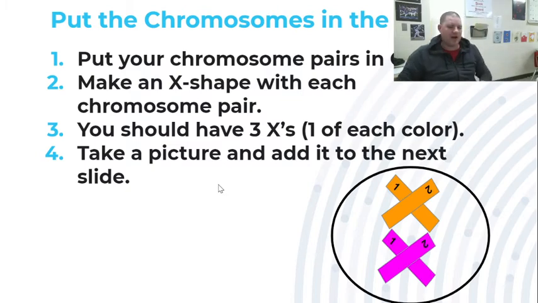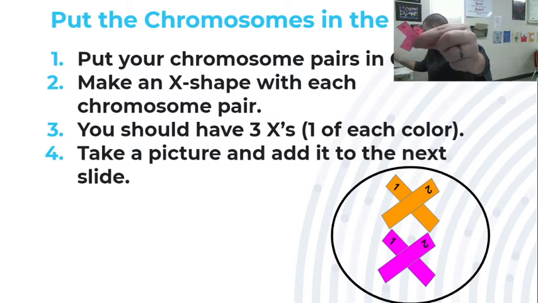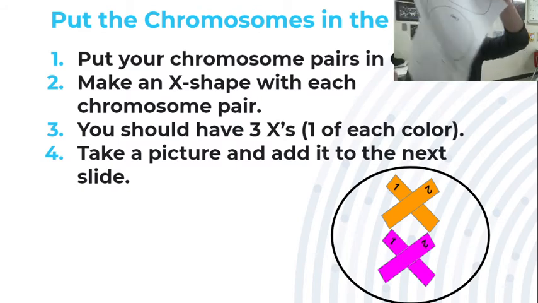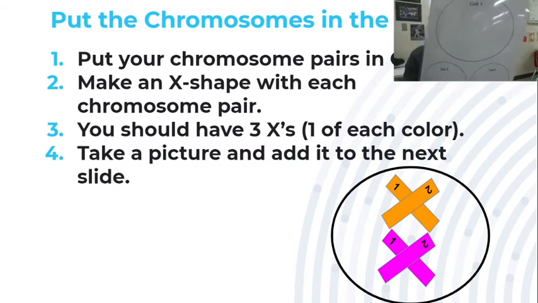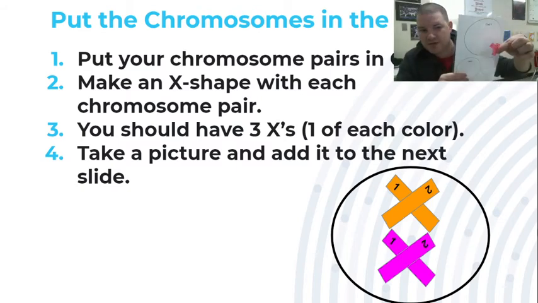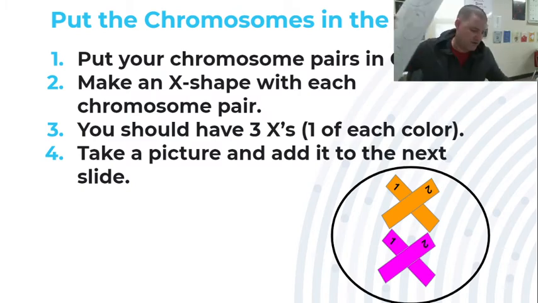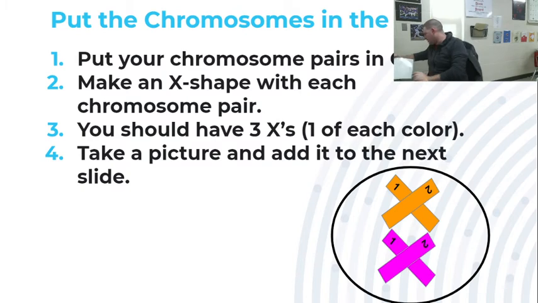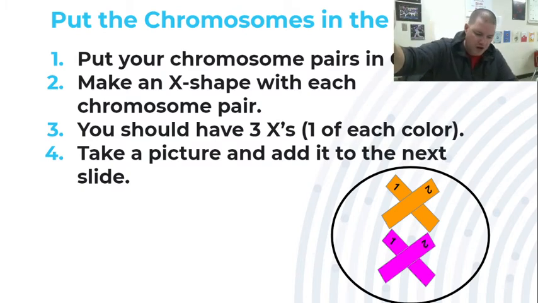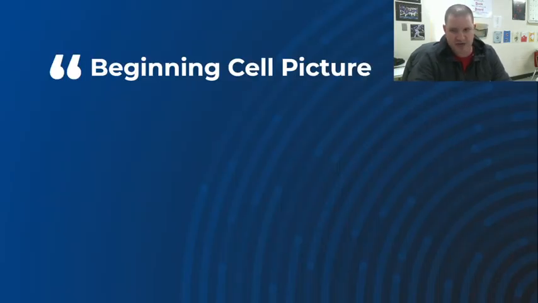Now, how we're actually doing it in class is that they're going to have to move these pieces along with putting them on this map here. There you go. So like, here's a cell. Oh, there's chromosomes in the cell. All happy-go-lucky there. And then when they do basically all of these steps, they're going to take a picture of it, and they're going to put it on the next slide where it says beginning cell picture.